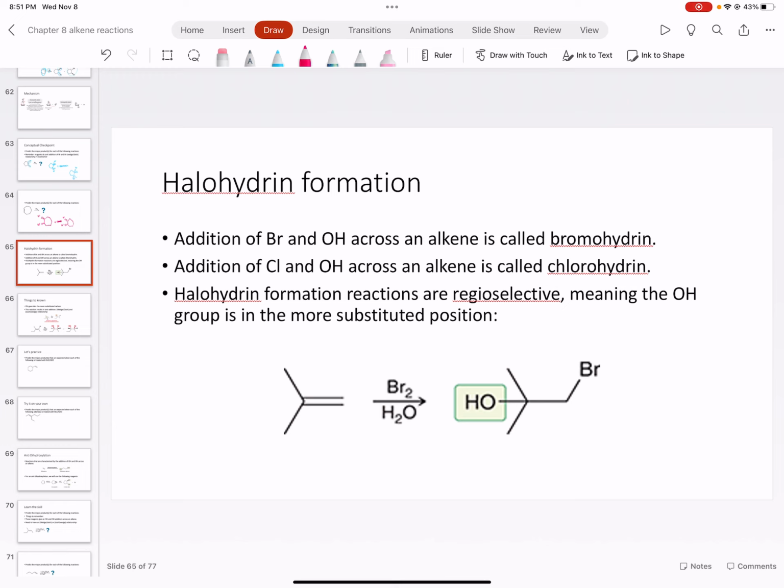And then we have halohydrin formation. This reaction is the addition of a halide on one side and an OH on the other side. This is called bromohydrin, and addition of chlorine and OH across an alkene is called chlorohydrin. Halohydrin formation reactions are regioselective, meaning the OH group is on the more substituted carbon, while the halogen is on the least substituted.